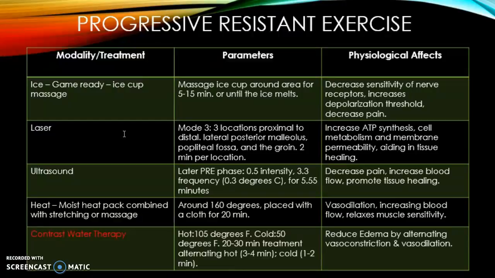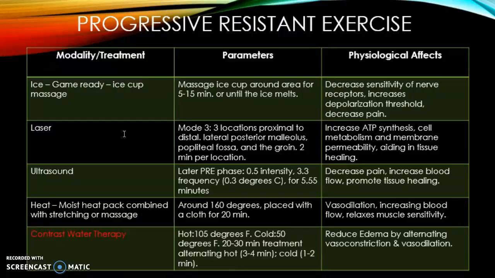Using the ultrasound, you could use that as well, but I would use it in the later phase because the early phase still has inflammation and you do not want to use the heat in the inflammation. So in the later phase, I would use the 0.5 intensity with 3.3 frequency, which is at 0.3 degrees Celsius, for about 5 minutes and 55 seconds. This decreases the pain, increases blood flow, promotes tissue healing.